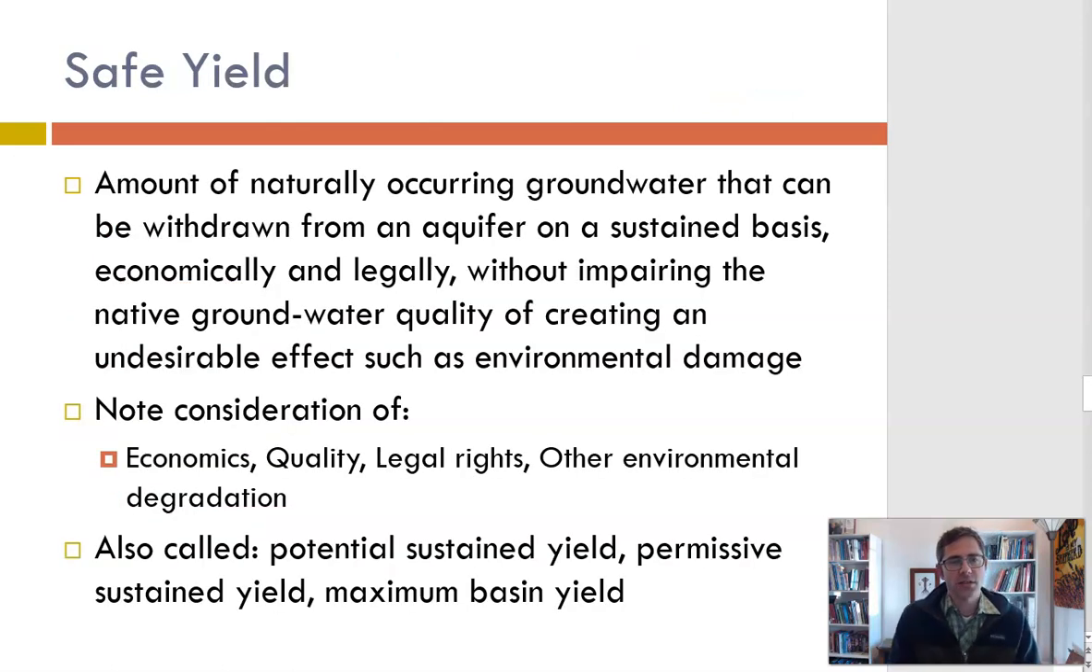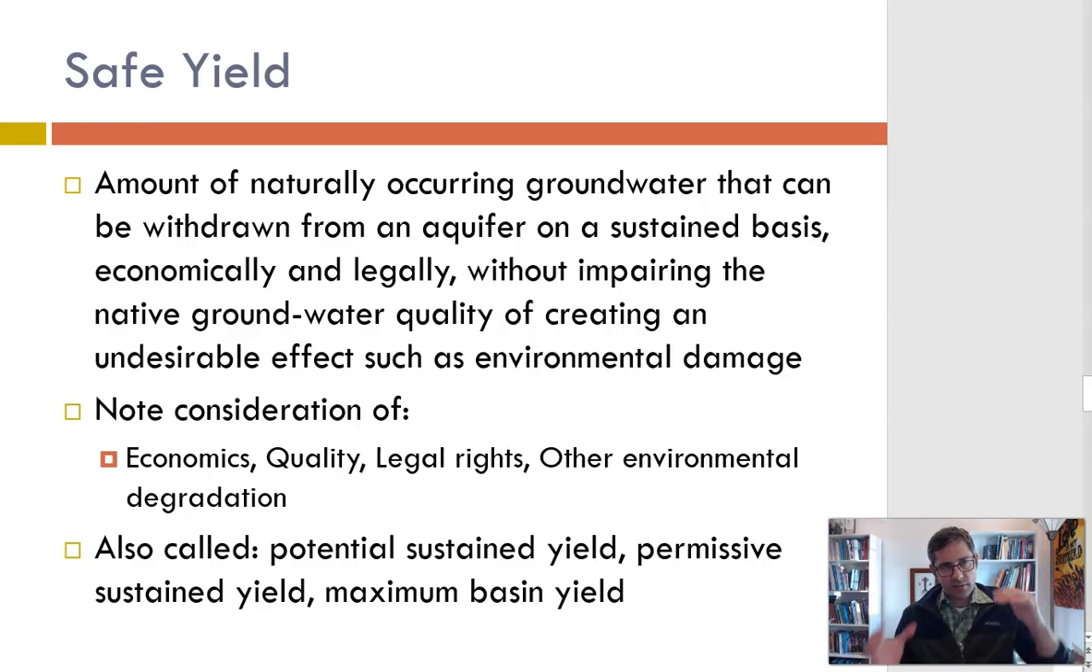And so how do we manage the groundwater? One concept is the concept of safe yield. The definition says it's the amount of the naturally occurring groundwater that can be withdrawn from an aquifer on a sustained basis, economically and legally, without impairing the native groundwater quality or creating an undesirable effect such as environmental damage, right? So we're thinking, how much can we really use without causing big problems?